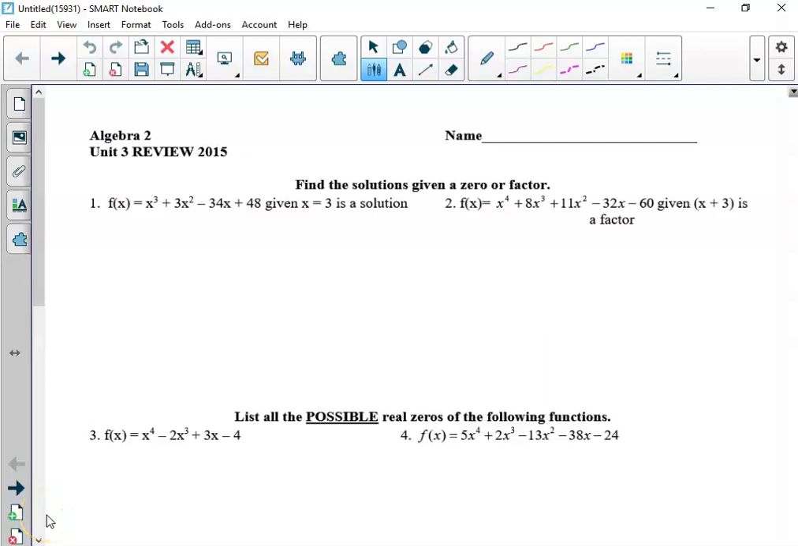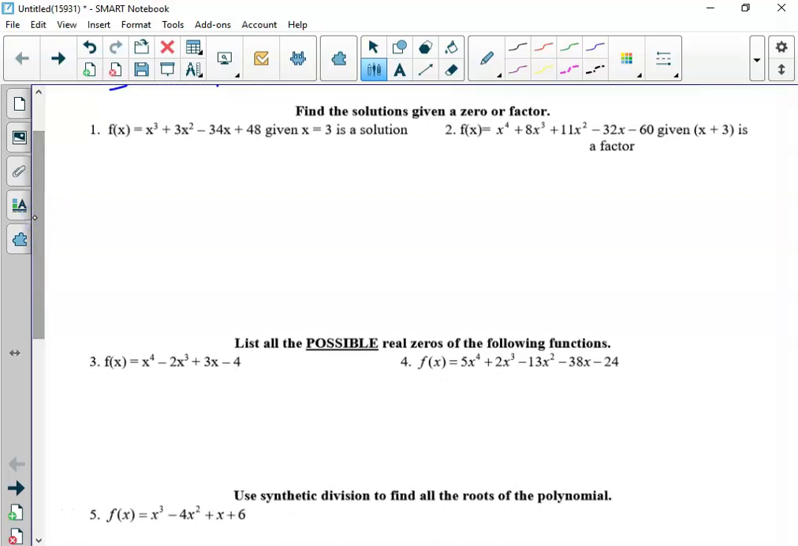Okay, sorry I didn't fix this. This is the Unit 5 review, and it is 2017. All right, find the solutions given a 0 or a factor. Okay, it tells you right here that x is 3.